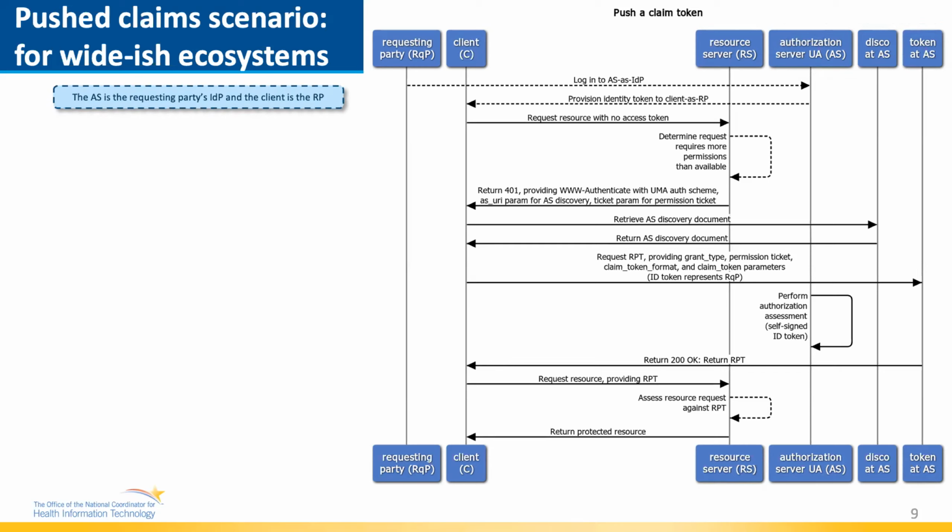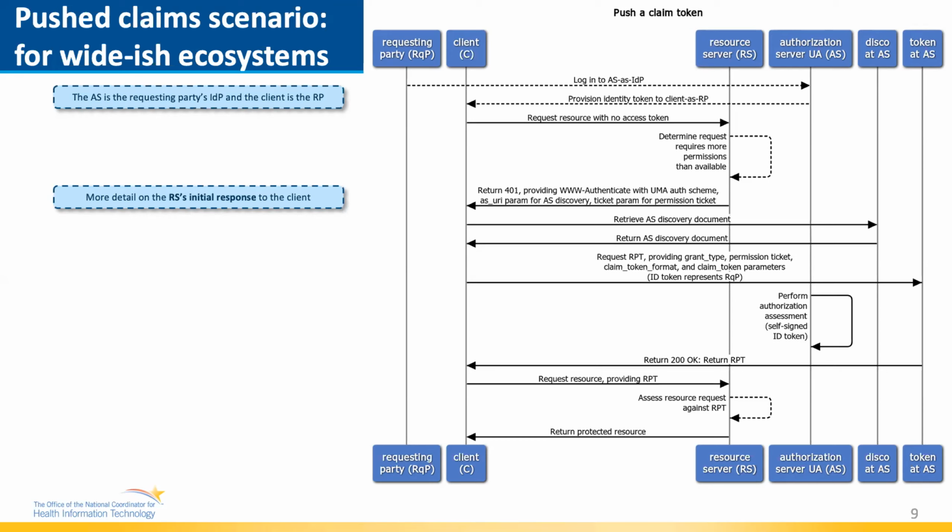So Bob is gonna go to this IS, that is the AS, the authorization server in UMA terms, that is an IDP, to log in with his client, and the client is gonna get the results of that. He's gonna get, let's call it an ID token in OpenID Connect terms.